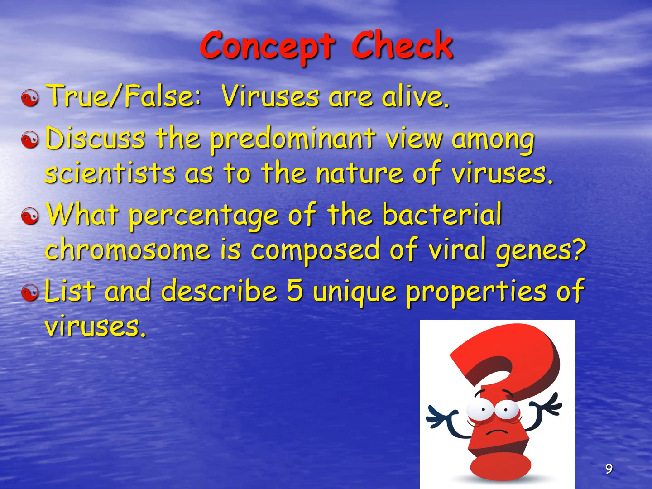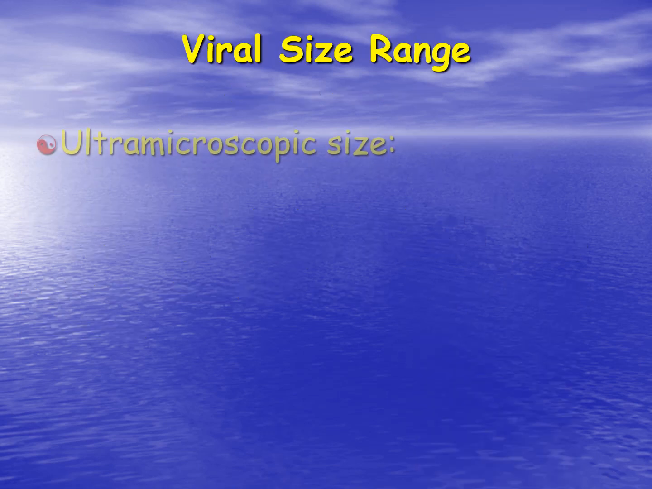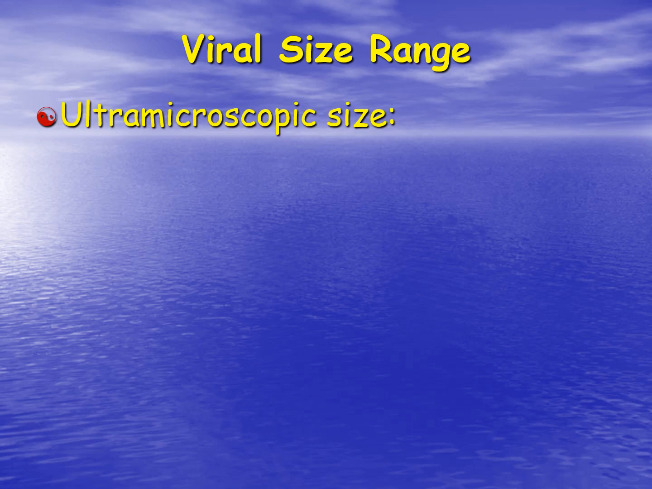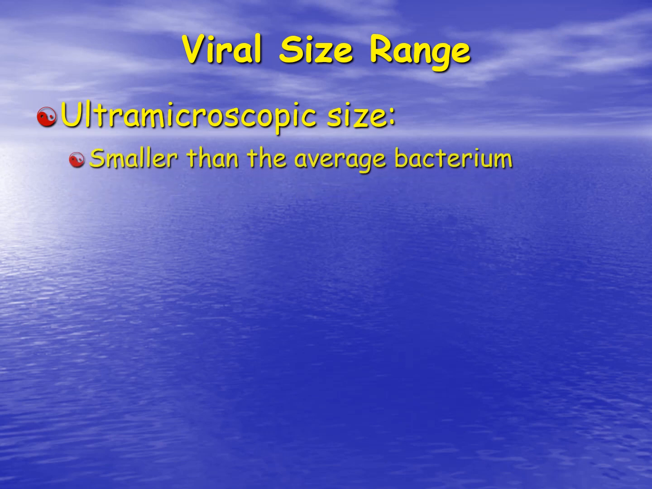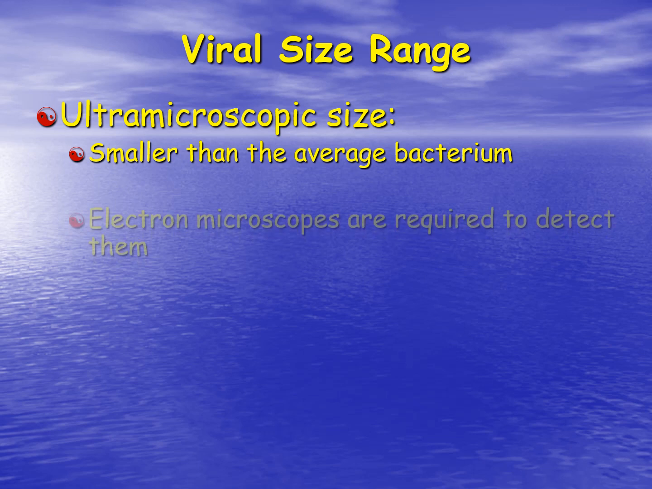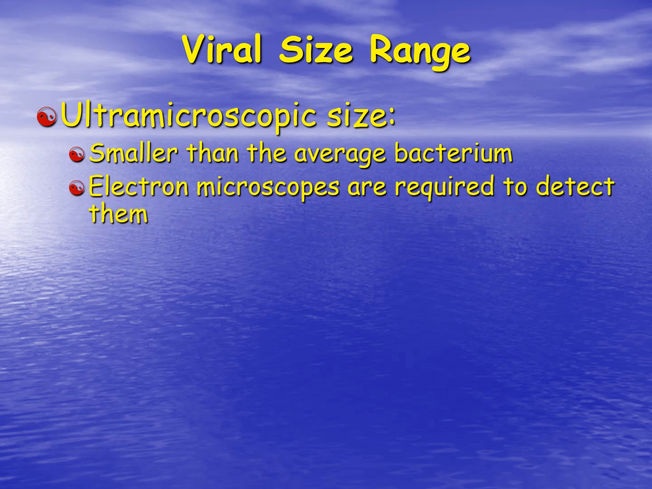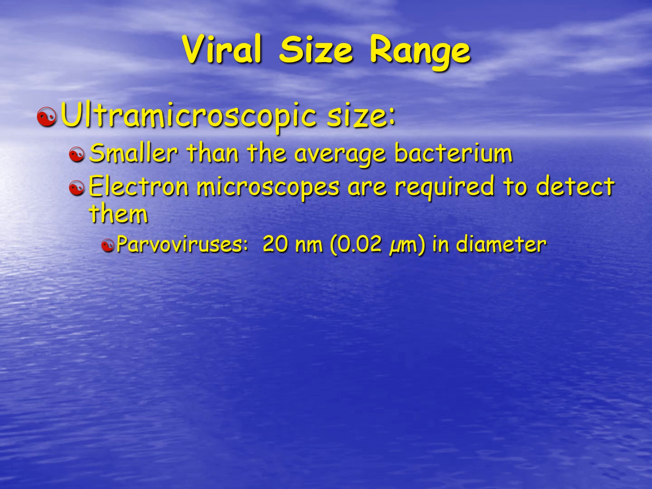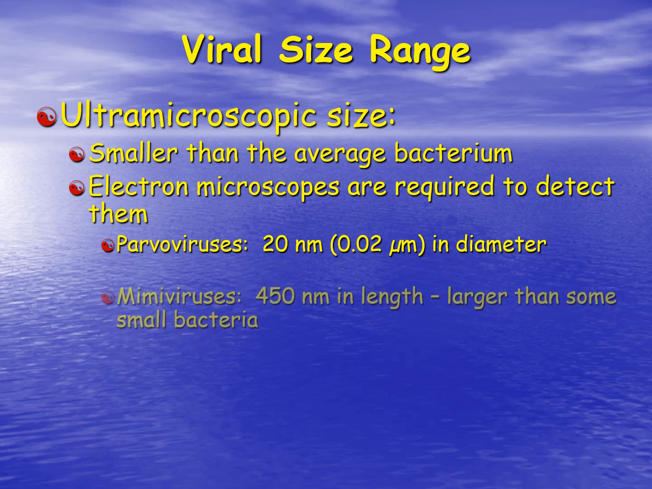And list and describe 5 unique properties of all viruses. So again, these are ultra microscopic in size. They're smaller than the average bacterium in general, and electron microscopes are required to detect them. For example, parvovirus is about 20 nanometers or 0.02 micrometers in diameter. Coronaviruses are also in this range.